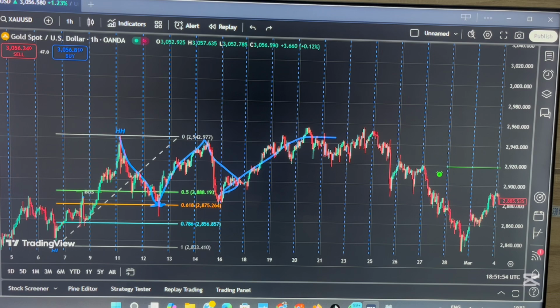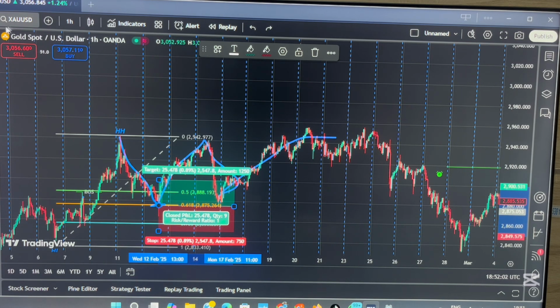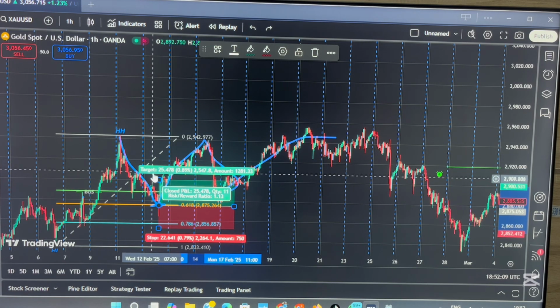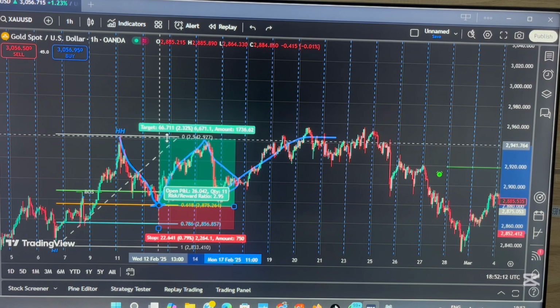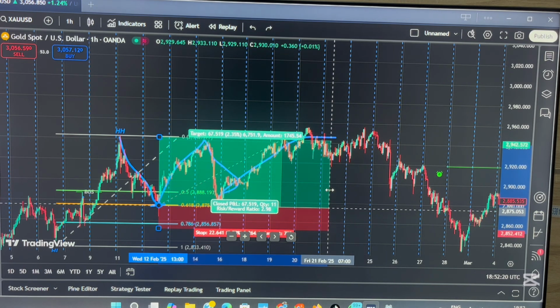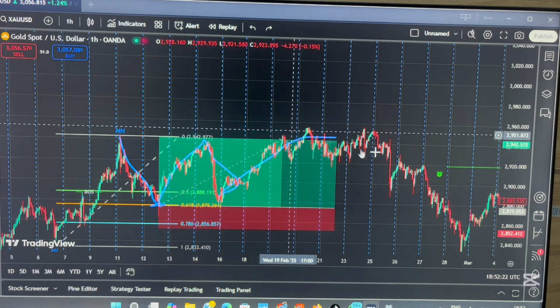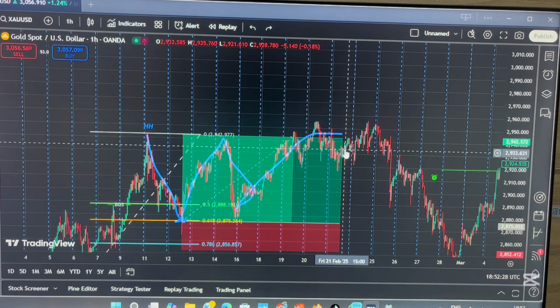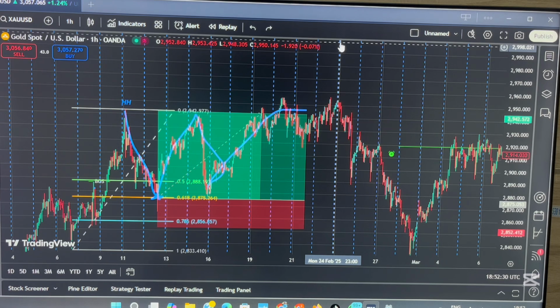So you should be looking at taking your profits. Your buy entry should be around this area. Your stop loss, remember, should be below the 0.7, and then your take profit should be above your current high. And if you observe, you see that this market played out correctly here.